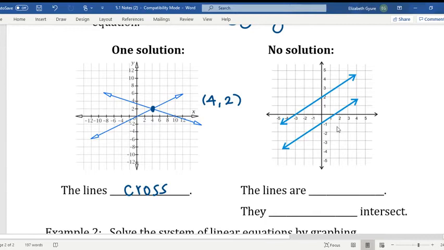Sometimes we'll have no solution. That means the lines did not cross, right? The lines actually end up being parallel. They never intersect, so there's no solution. They don't cross.